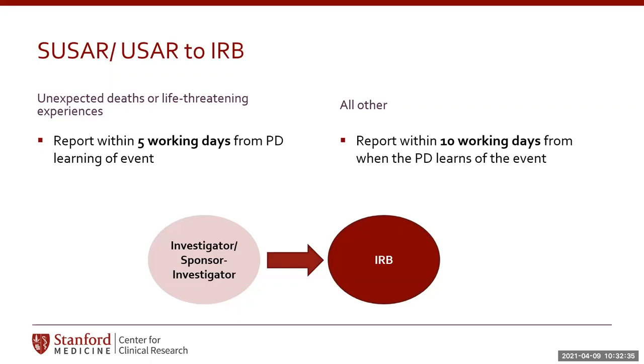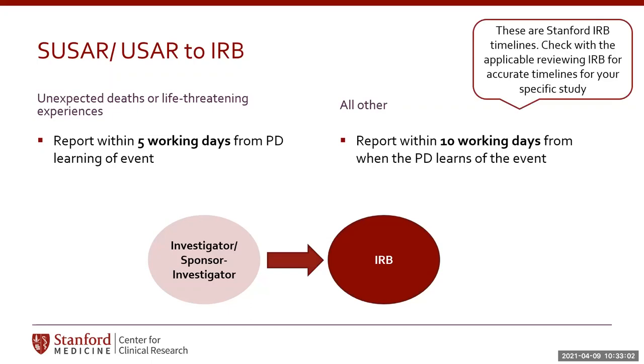And by prompt, these are the timelines. Unexpected deaths or life-threatening experiences should be reported within 5 working days from when the protocol director learns of the event, and all others should be reported within 10 working days. Now, the regulations actually only say promptly. They do not define the days. The days you're seeing here come from the Stanford IRB guidance. When you're working with other IRBs, you need to check with the applicable reviewing IRB for their accurate timelines. But it's not going to be significantly different. It's going to be within a week to 2 weeks. I hope that answers the IRB question.